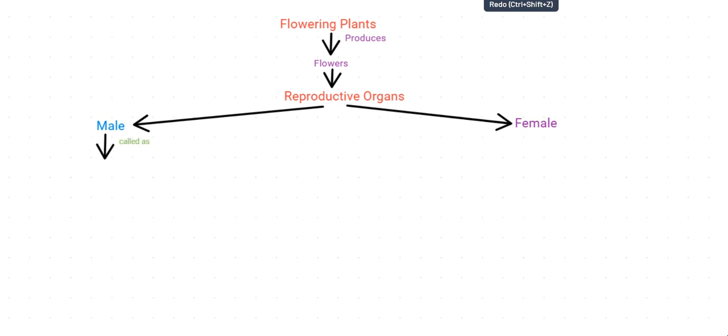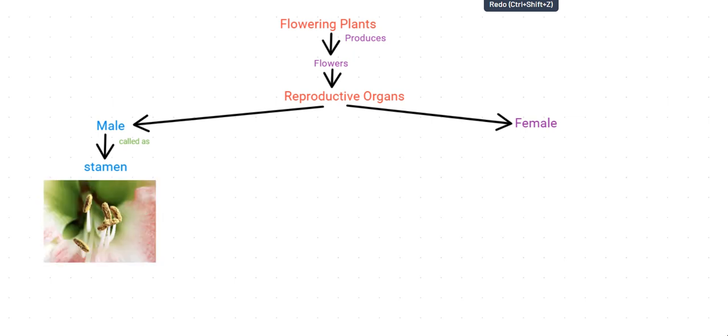Now the male reproductive structure is called the stamen. This stamen contains two important regions. One is called the anther and the other is called the filament. The anther looks like a bag-like structure which produces the pollen grains and stores them. The filament is a stalk-like structure which exposes the anther and supports it. Once it exposes the anther, it can reach the pollinators for pollination.